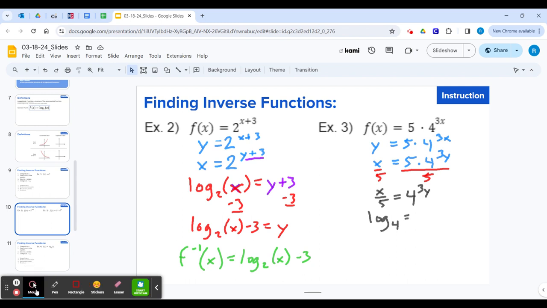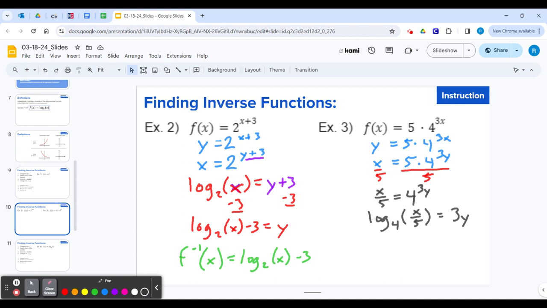Let's kind of go back here, erase that so I have some space. Log base 4 of my exponent, which is 3y. And inside that logarithm is that entire fraction there, x over 5.